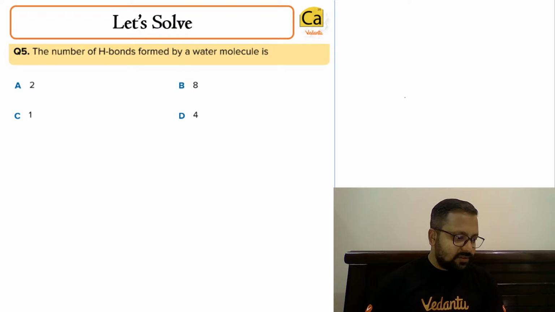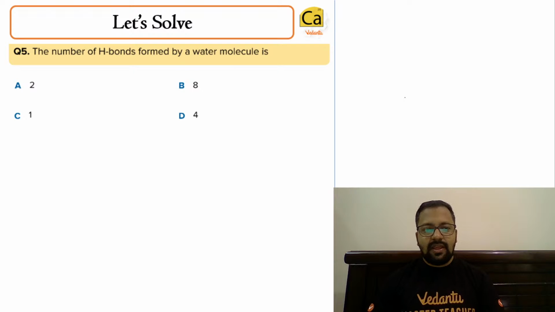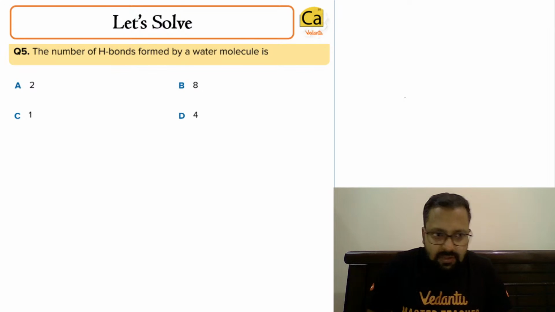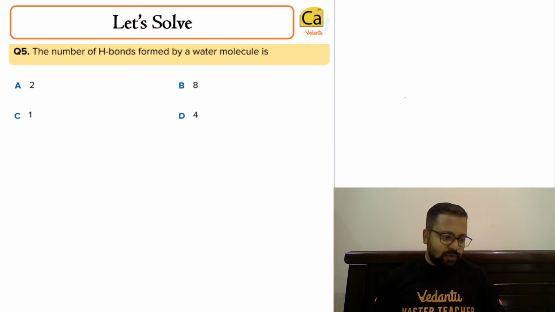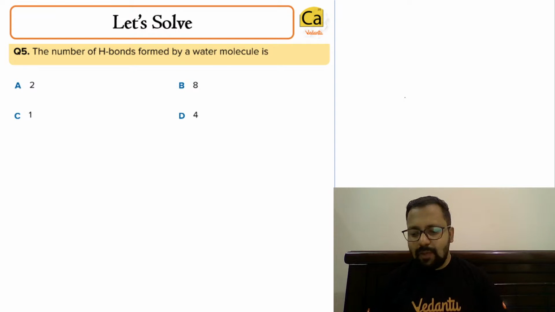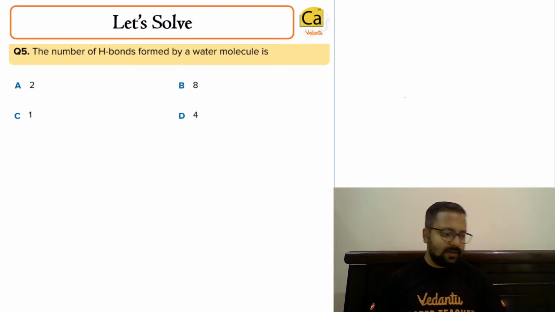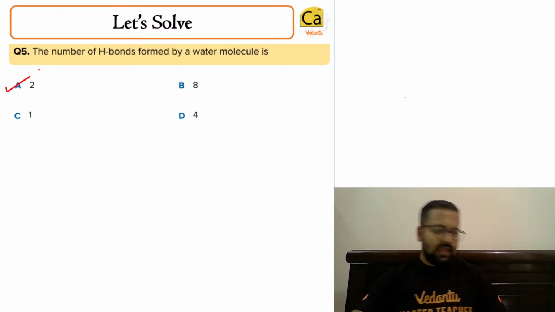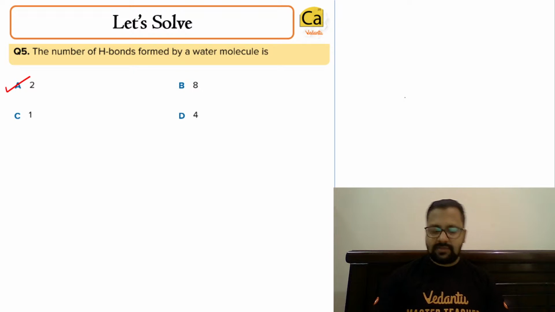So the number of H bonds formed by water molecule, how many H bonds does water molecule form? The right answer is A. How many hydrogen bonds does ice form? The answer will be 4. The number of H bonds formed by water molecule is A.